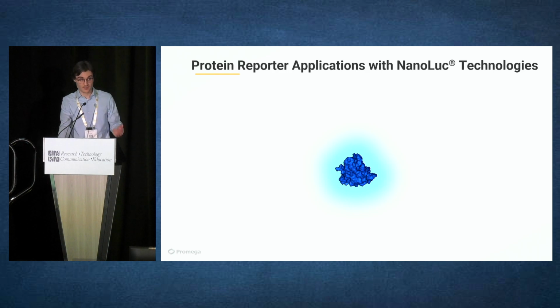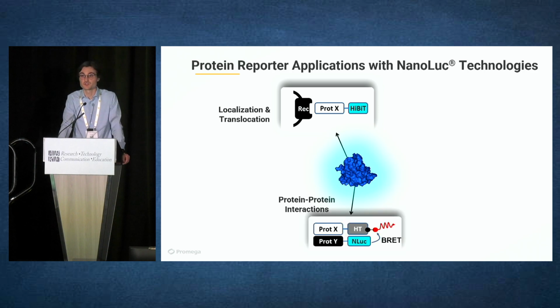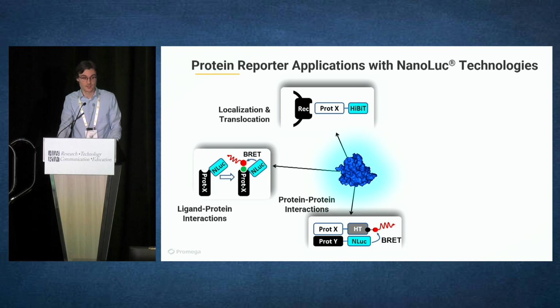And so to do that, I'm going to briefly go over our NanoLuc technologies, because that's at the core of why you'd be interested in imaging bioluminescence in the first place. If you're unfamiliar with NanoLuc, it's a really small but very bright luciferase enzyme that enables a wide variety of technologies at Promega. These include the use of HiBiT, which is an 11 amino acid tag that allows you to study protein localization and translocation. We provide tools called NanoBiT and NanoBRET for studying protein-protein interactions. You can also study target engagement or ligand-protein interactions with NanoBRET as well.